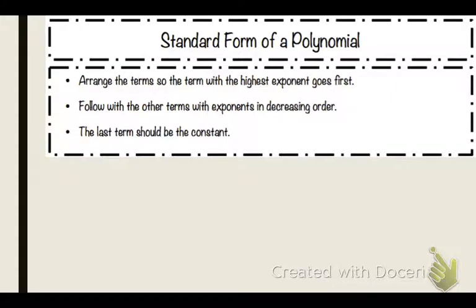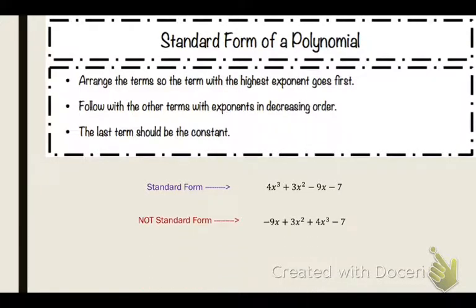And then standard form of a polynomial. You guys should know this, but let's just go through it. So here is a polynomial that is in standard form. This is a polynomial that is not in standard form. So if we look at these, the first one that is in standard form, it looks like our exponents go from greatest to least, right? And we end with a constant. The one that's not in standard form, the exponents do not go from greatest to least.